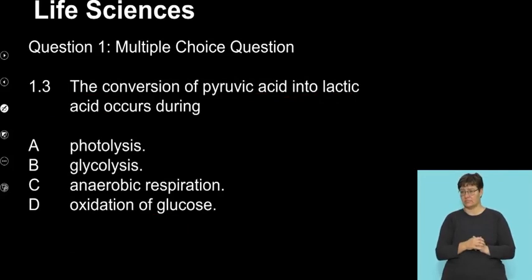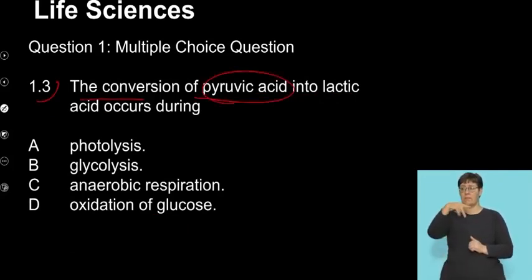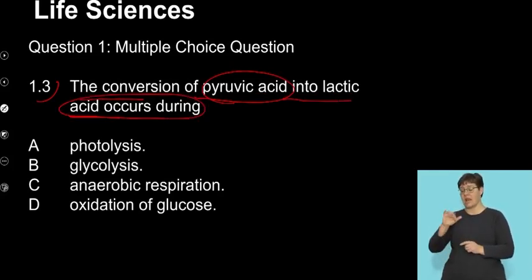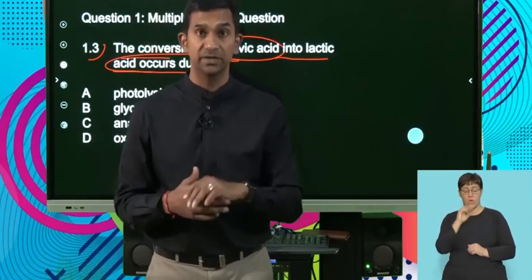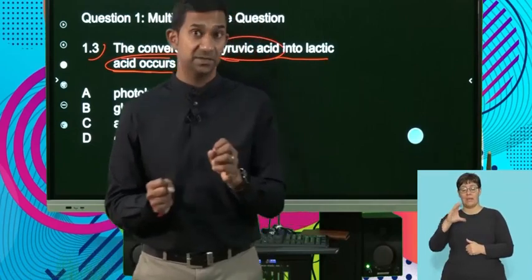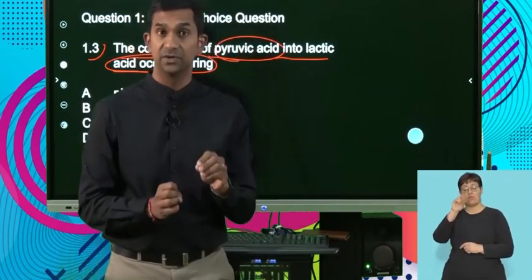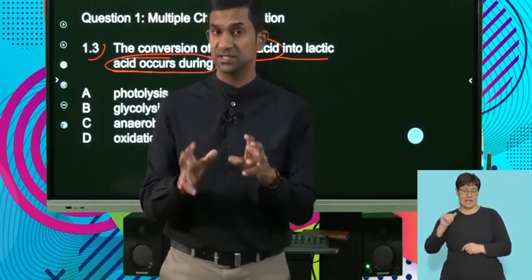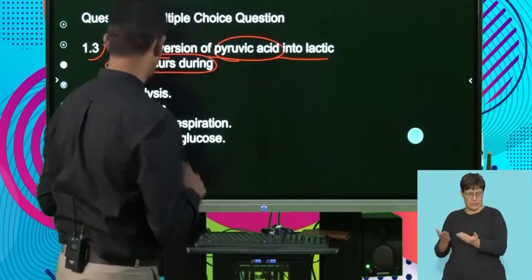Let's move on to 1.3. The conversion of pyruvic acid into lactic acid occurs during... So guys, we've looked at the process of cellular respiration. We know that during anaerobic respiration, we find that in animal cells, the pyruvic acid can be converted into lactic acid, producing some energy. Let's look at the options.